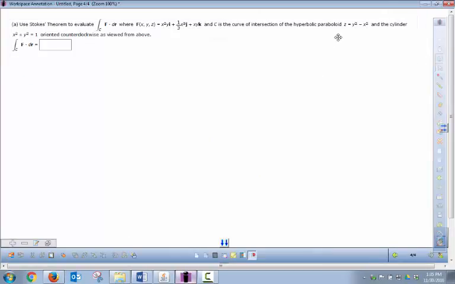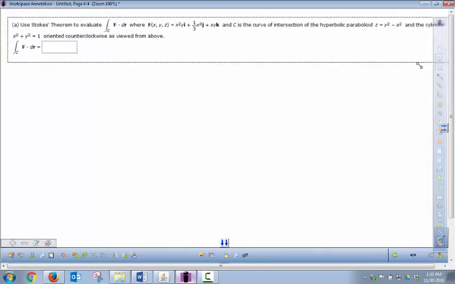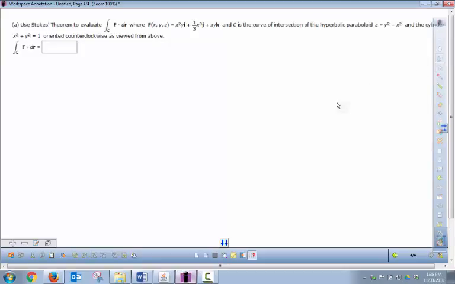So it says to use Stokes' theorem to evaluate the line integral. So this is a line integral, right? It's a single integral over a curve of f, where C is the intersection of the hyperbolic paraboloid and the cylinder, oriented in the counterclockwise direction from above.